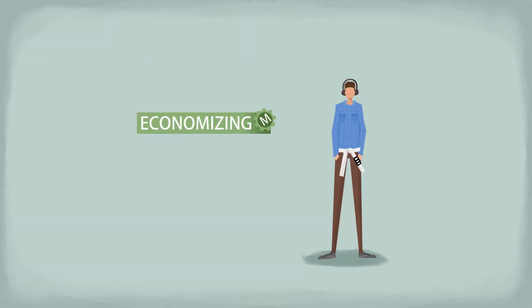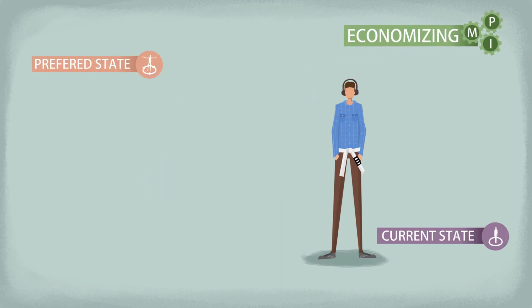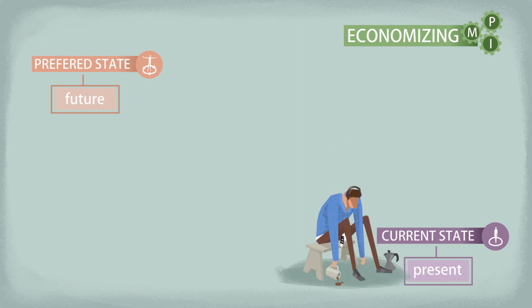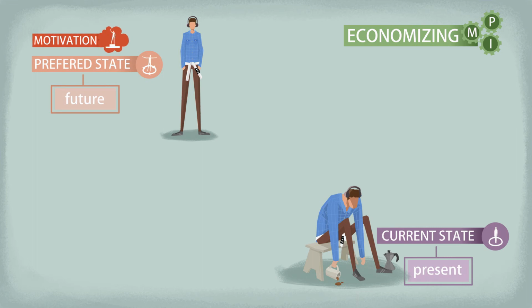When we economize, we exchange. We would like to change our current state to another one we prefer more. In other words, we want to change our present to an imagined future. When we are tired, we would like to be rested. This is what we desire. This motivates us to act. And sleeping is the action.